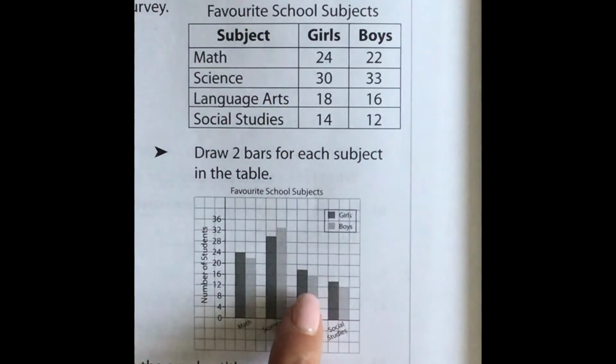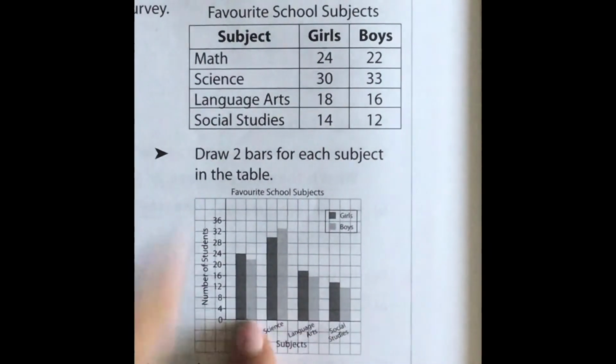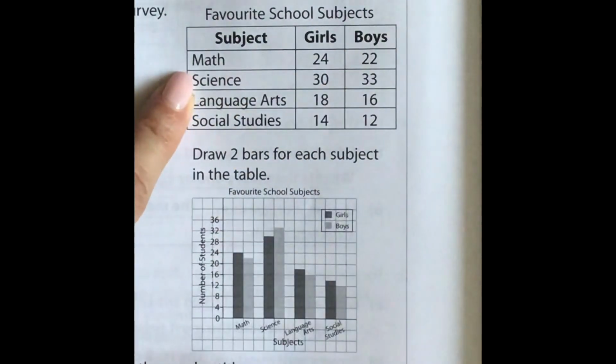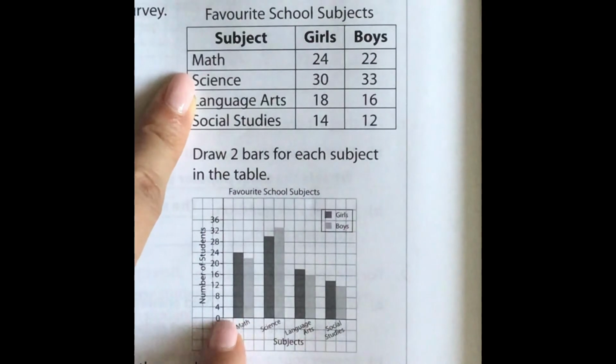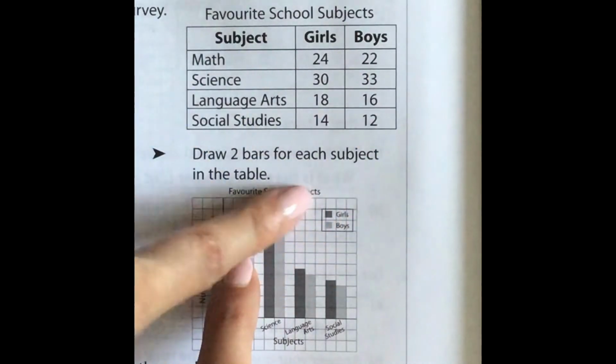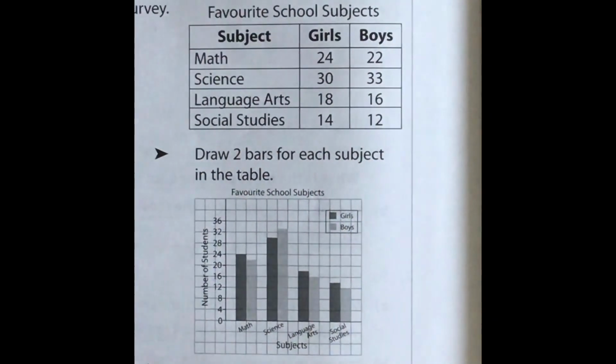Number 5, the 5th element of a graph, is just your actual data, right? So that's basically looking at this. So for math, I had 24 girls. Let's double check. So I'm at 0, I go all the way to 24, I draw that, yep, that's correct. And I make sure I've colored it dark gray to represent girls. And that's what I've done, right?